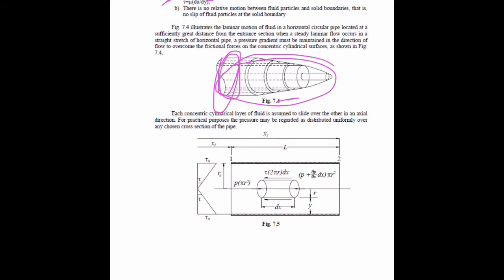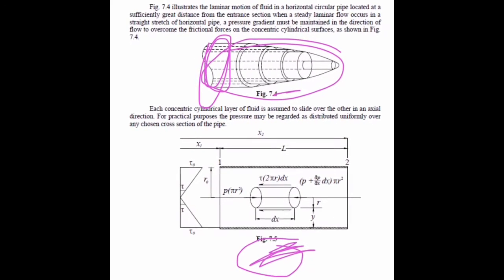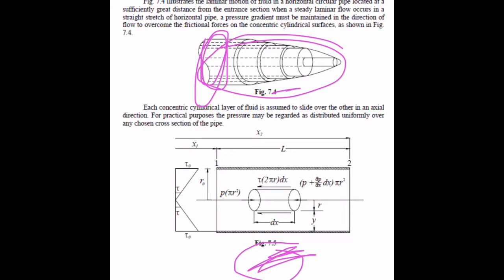This is the figure of a concentric cylindrical surface. Each concentric cylindrical fluid layer is assumed to slide over the other in an axial direction. For practical purposes, the pressure may be regarded as distributed uniformly over any cross section of the pipe.